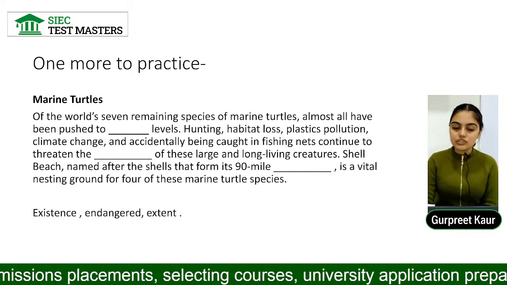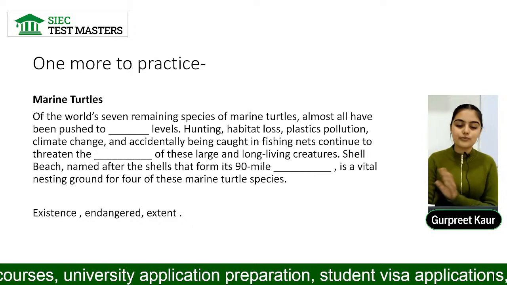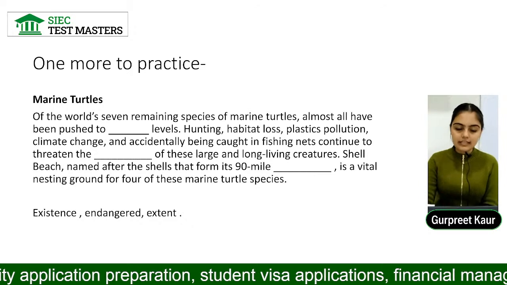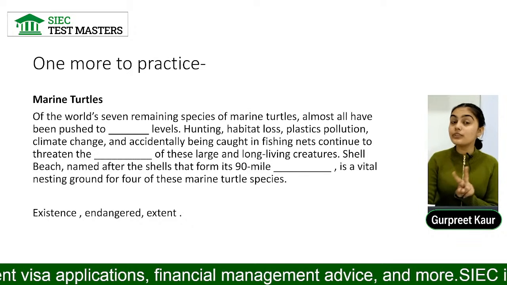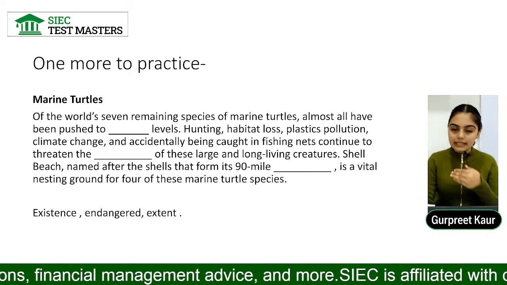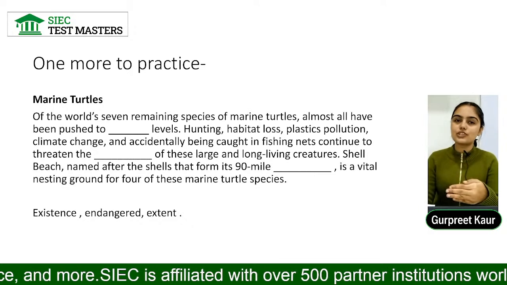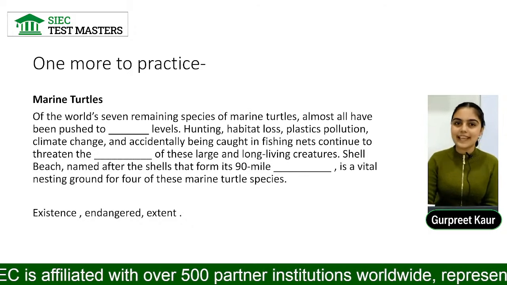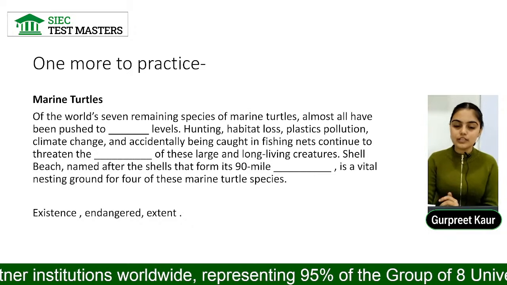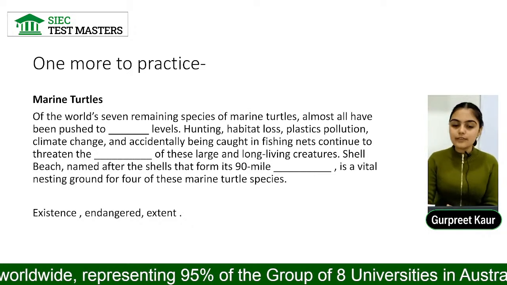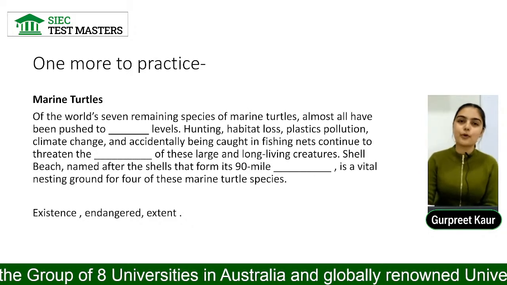Shell Beach, named after the shells that form its 90-mile dash, is a vital nesting ground for four of these marine turtle species. Here एक ही blank बची है, extent definitely वही आंसर होगा, लेकिन इसका hint आपको 90 माइल से भी मिल रहा है. 90 mile is the specification of some distance. So distance is the specification of only option, that is extent. Right? So if you got all of the three correct, you are on a good level. But if you got dubious in the first blank and the last blank, we need to work upon the collocations first.